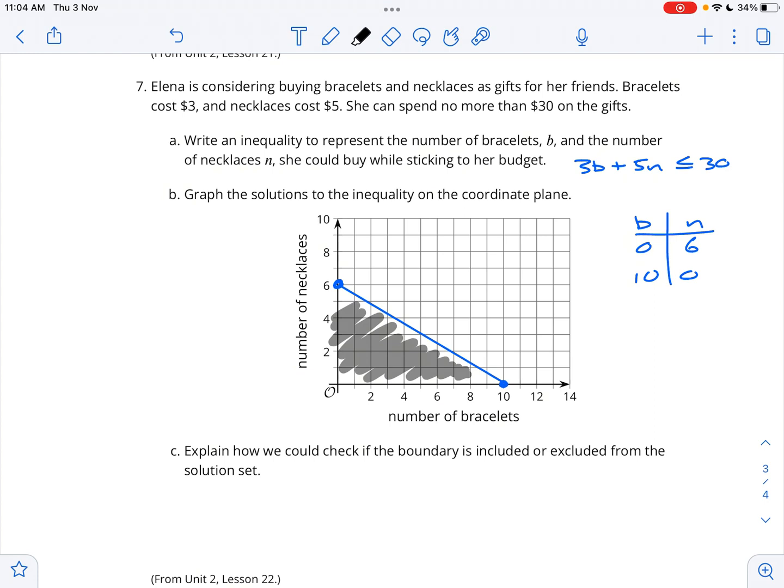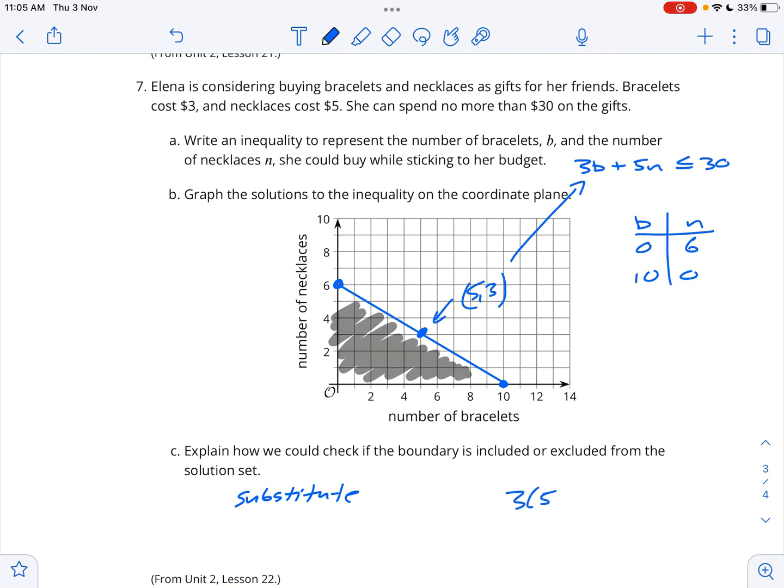7C, explain how we could check if the boundary is included or excluded. We could substitute if we wanted to, pick a point that's on that line and substitute it in. So let's say I pick, right here. I'm going to choose, what is that, (5, 3)? And see, does it work when I plug it into this?